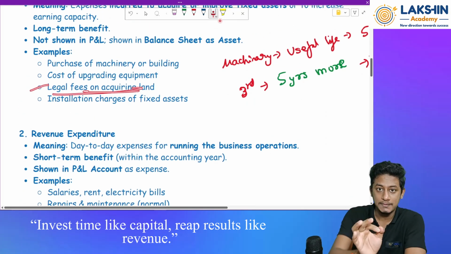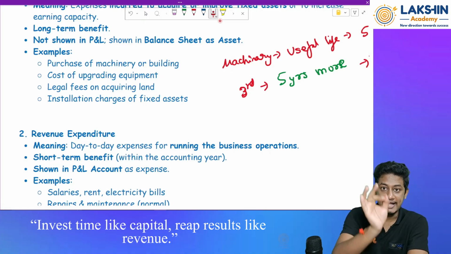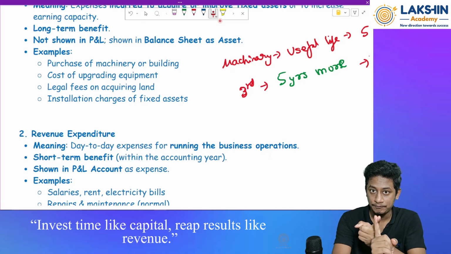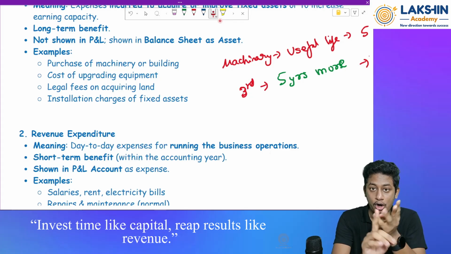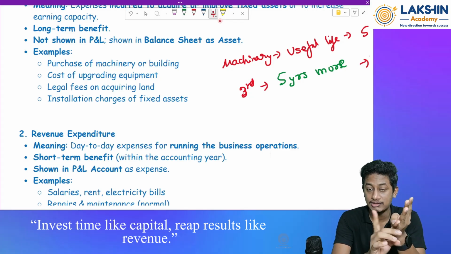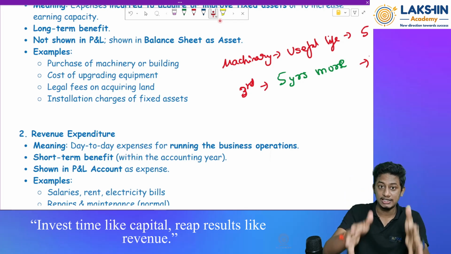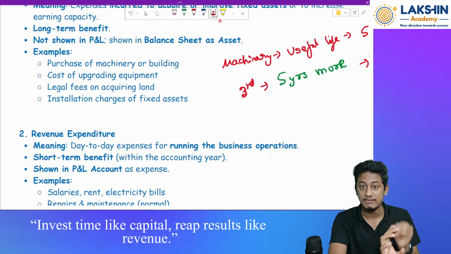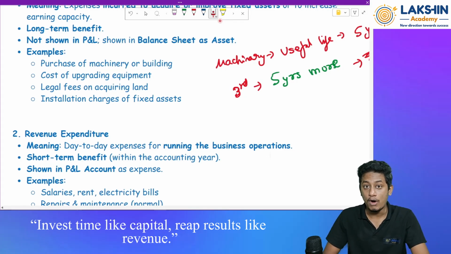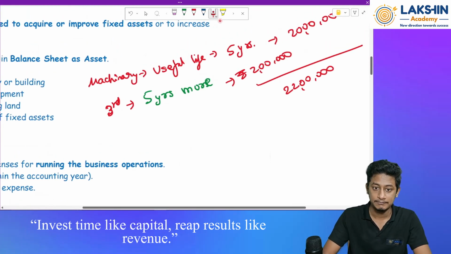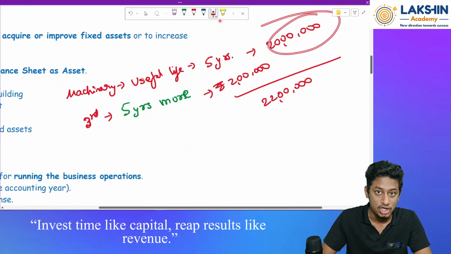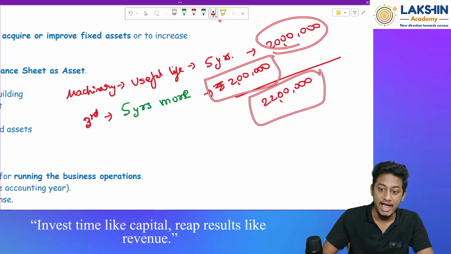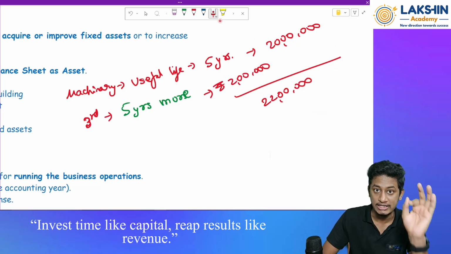So always remember this: any expenses I pay for acquisition, transportation, erection, or any other items incurred to bring the asset and make it useful for the entity, all of these expenses will be added to the cost of the asset. What do I mean by adding to the cost of the asset? Just like how I did over here. This was the cost of the asset. I have added those expenses to this cost to increase the value of my fixed asset.